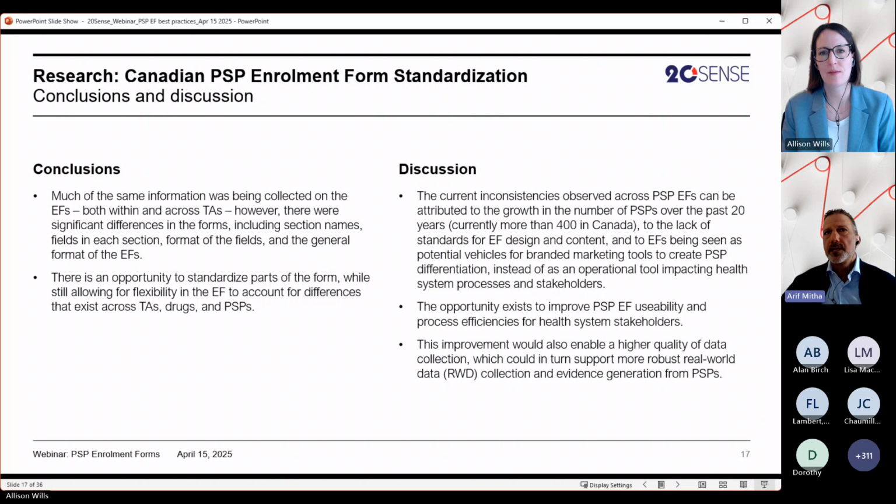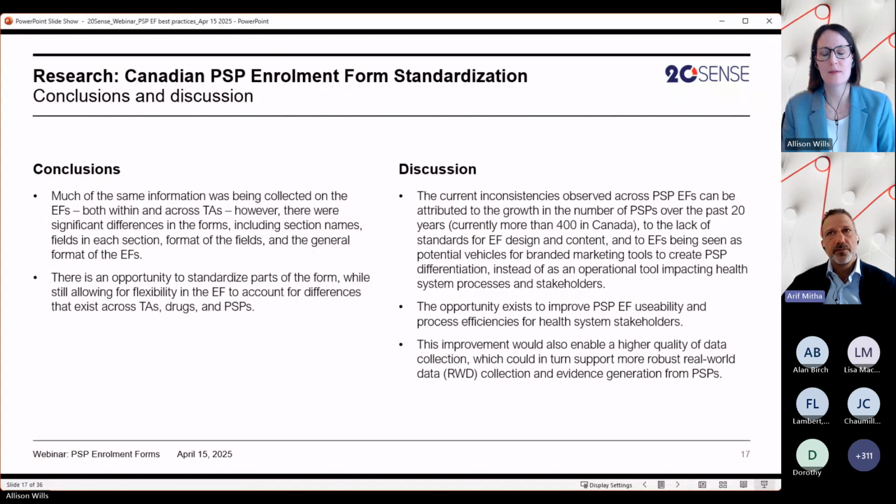Some of the points we discussed: the current inconsistencies observed can be attributed, we're thinking, to the growth in the number of PSPs over the past 20 years. That has led to now 400. When it started there were only a few, but now there's 400, so it has just evolved to the state it's in. There's a lack of standards for enrollment form design and content, and enrollment forms are being seen as a potential vehicle for branded marketing tools to create PSP differentiation, instead of an operational tool impacting health system processes and stakeholders.